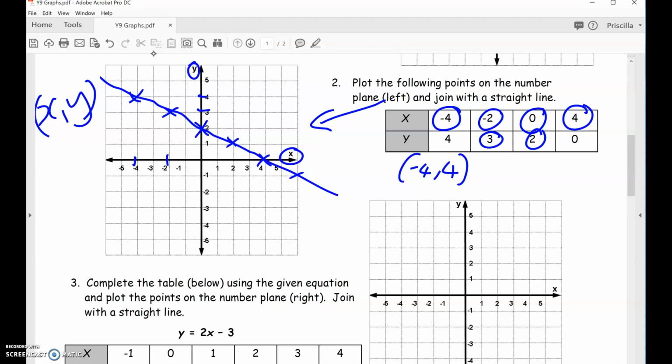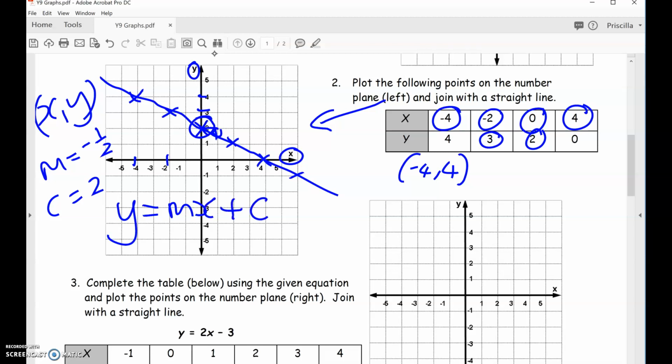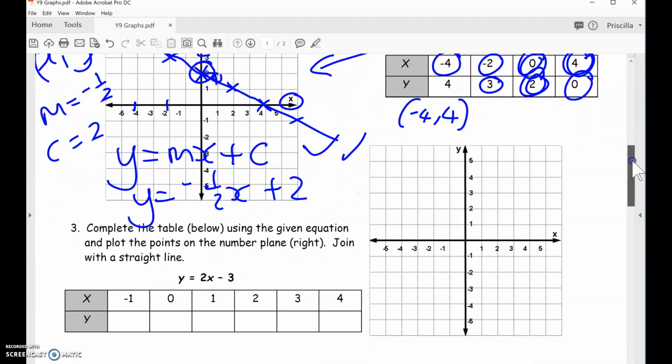All right, just for interest, because that's across 1 down a half, the gradient is -1/2. And because that cuts the y-axis at 2, c would be 2. Our straight line is y equals mx plus c. So the equation of this line would be y equals -1/2 x plus 2. And we can plug in 0, we'd get 2. That's fine. We plug in 4. So 4 divided by 2 is 2, but it's negative. So -2 plus 2 would be 0. So I know I'm right. That's at a higher level, making the equation of the line. But I thought I'd just throw that in there, right?